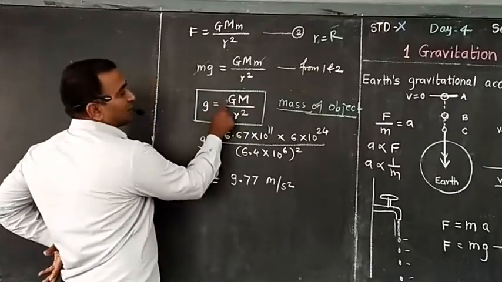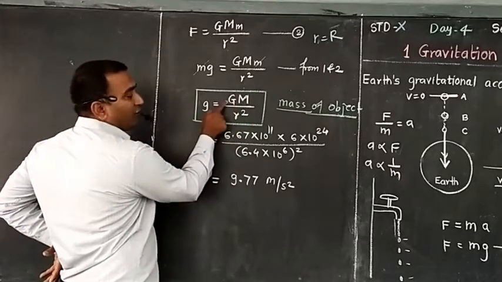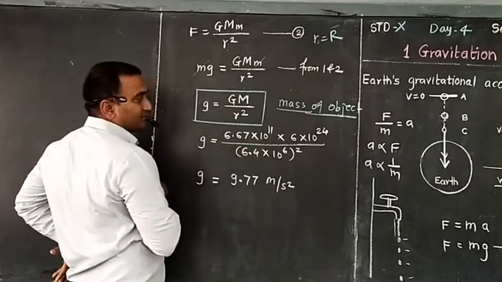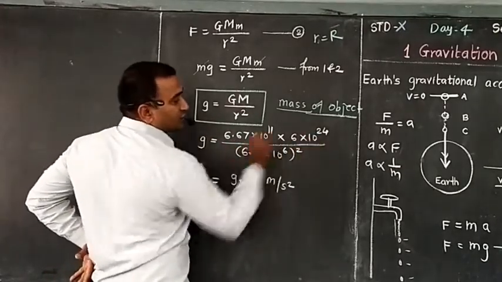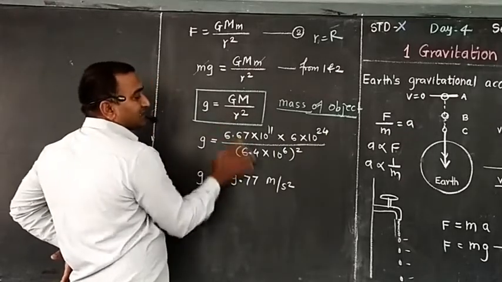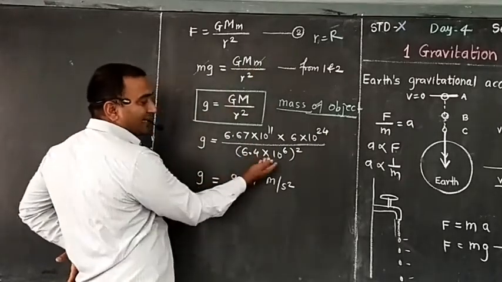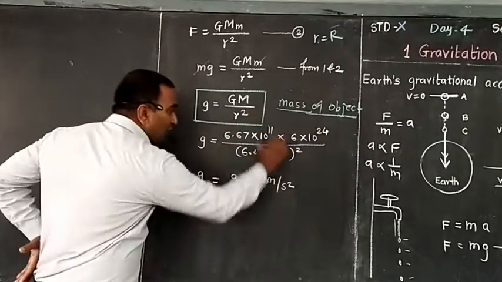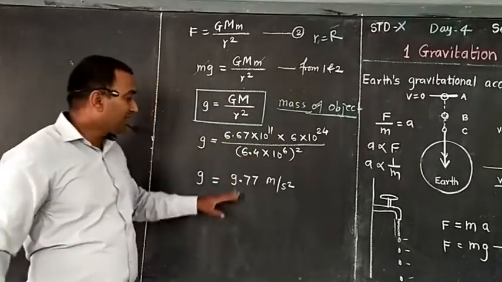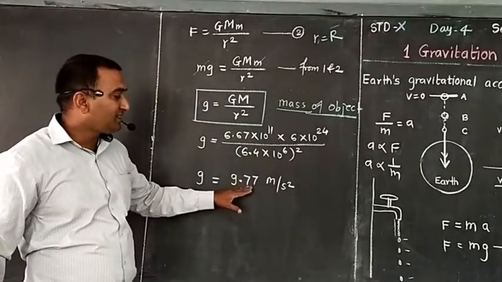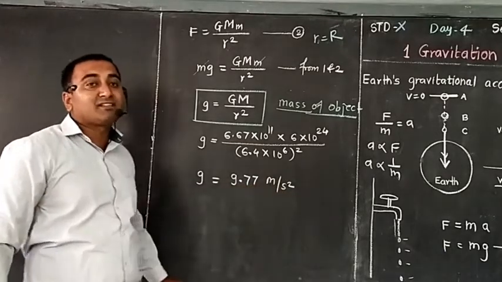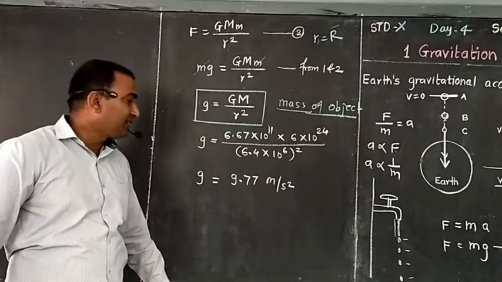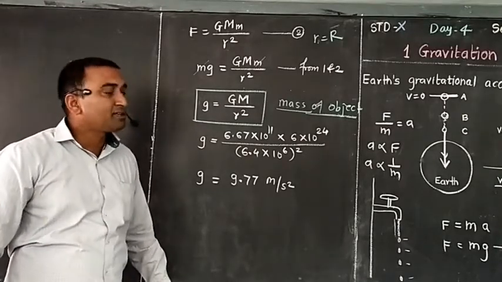Okay, now g is equal to GM divided by r square. Value of g, that is acceleration. Gravitational constant is 6.67 into 10 raised to minus 11. What is the mass of earth? 6 into 10 raised to 24 kilogram. And the radius, considering the object is on the surface of earth, so directly we have taken radius 6.4 into 10 raised to 6, whole square. If you solve all this, definitely we get the answer 9.77. So what is the value of acceleration due to gravity? The value of acceleration due to gravity is 9.77 meter per second square.